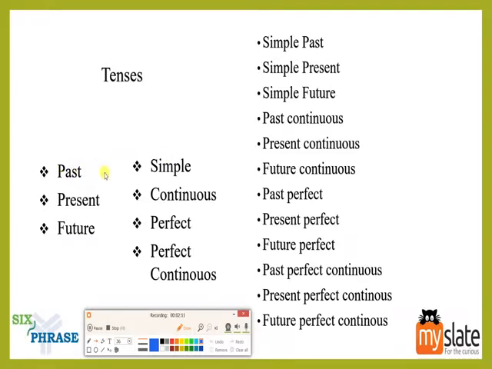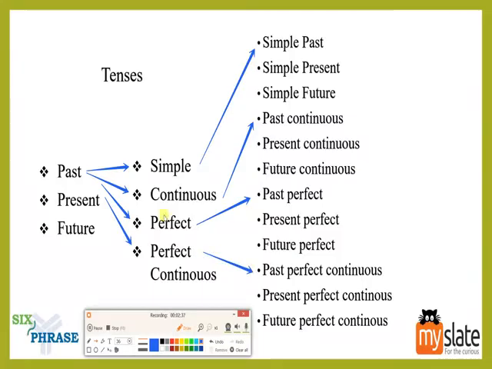When we do a permutation and combination with these 4, let's use past here. When we take past and combine it with simple, with continuous, with perfect, and with perfect continuous, you will get simple past, past continuous, past perfect, and past perfect continuous. So in a way, one base tense gives rise to 4 minor tenses. Here there are 3, so 3 cross 4 gives you 12.